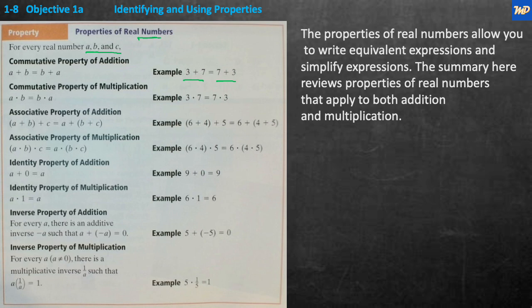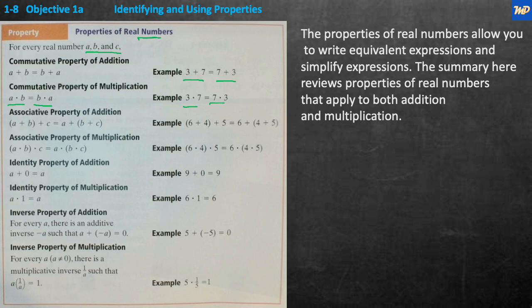How about the commutative property of multiplication? Basically the same thing. You can say that A times B is equal to B times A. So whether you say 2 times 3 or 3 times 2, it doesn't matter. In the example here, it's 3 times 7 is equal to 7 times 3.